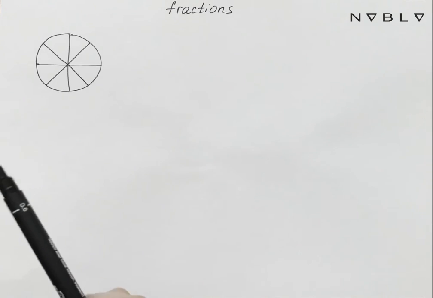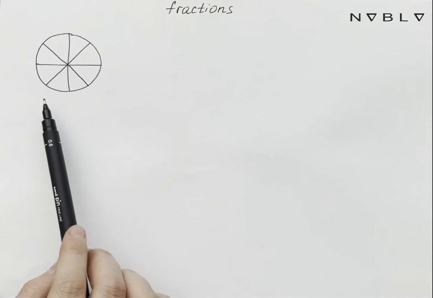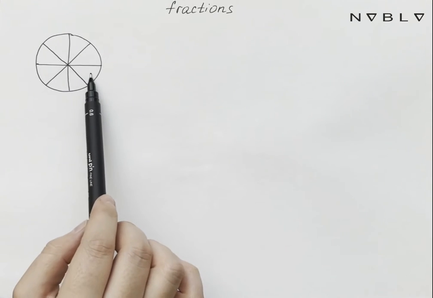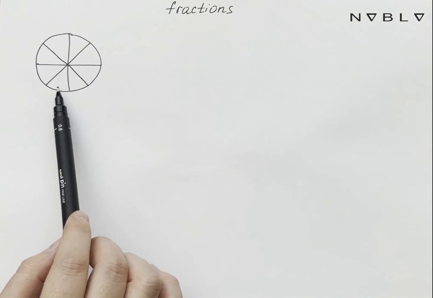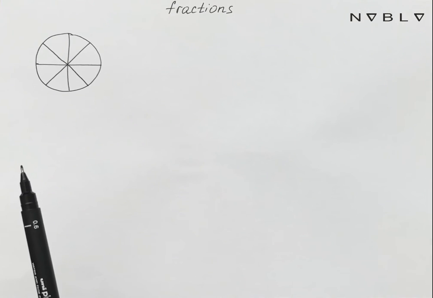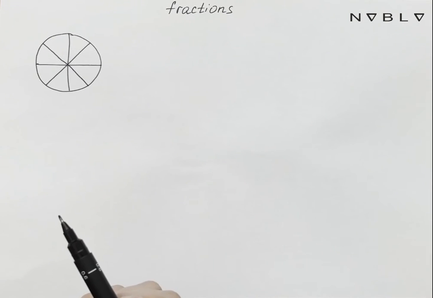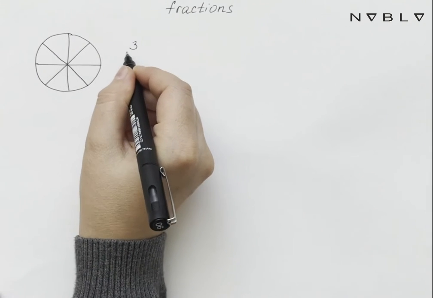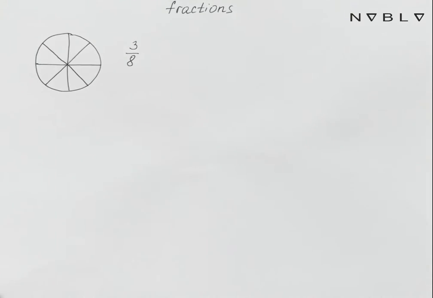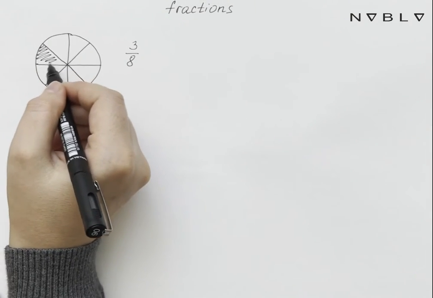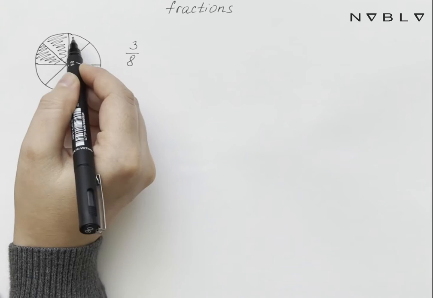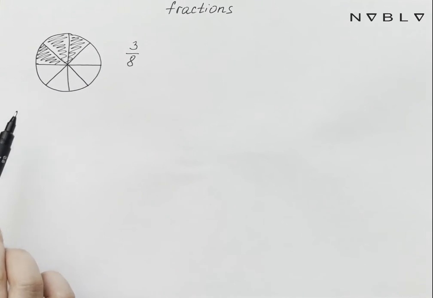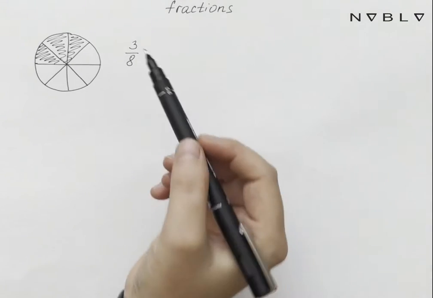For example, we have a large pizza and we will divide it into 8 equal parts. 1, 2, 3, 4, 5, 6, 7, 8. And I want to eat 3 parts. Then it turns out that I took 3 out of 8. 1, 2, 3. 3 out of 8. We call this fraction 3/8.